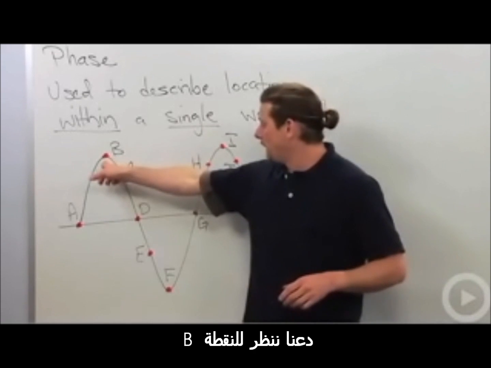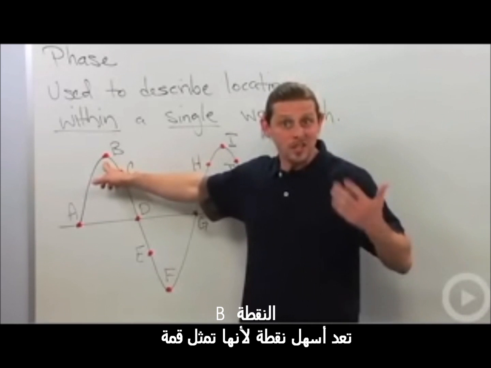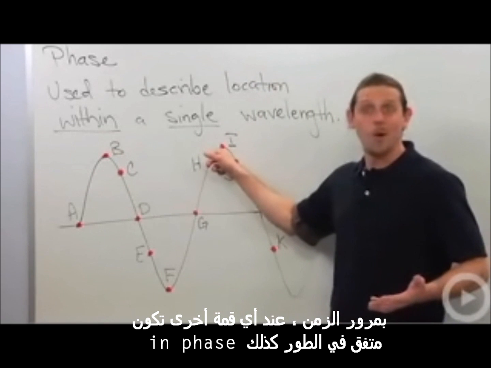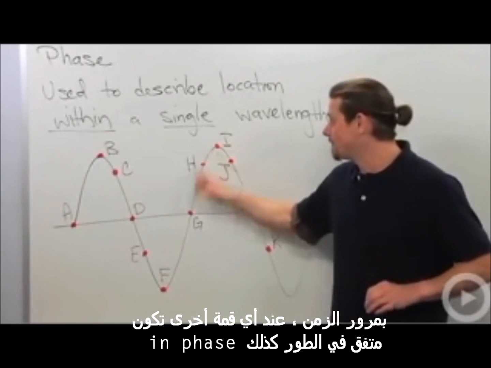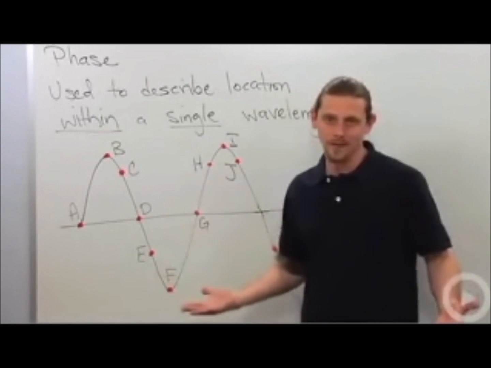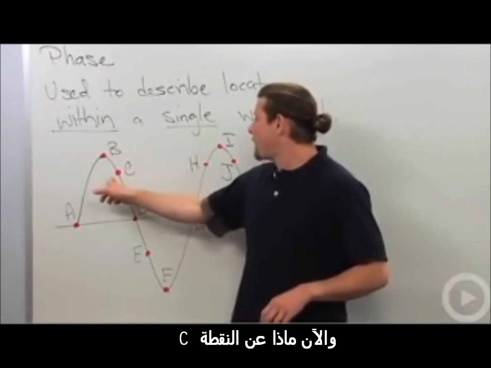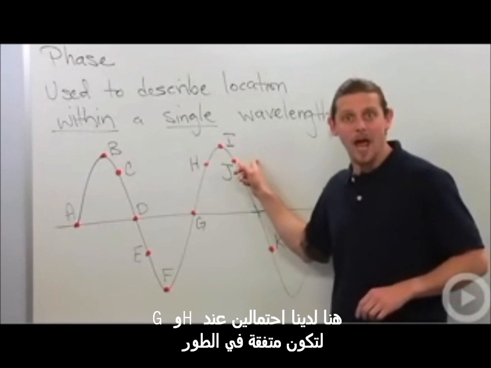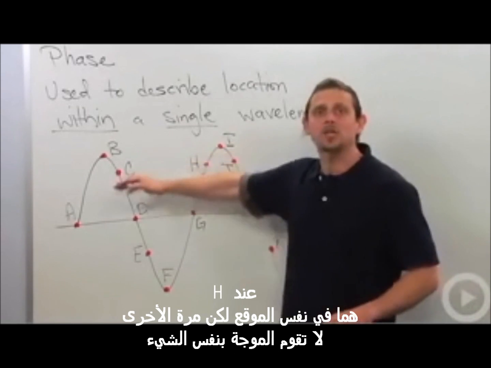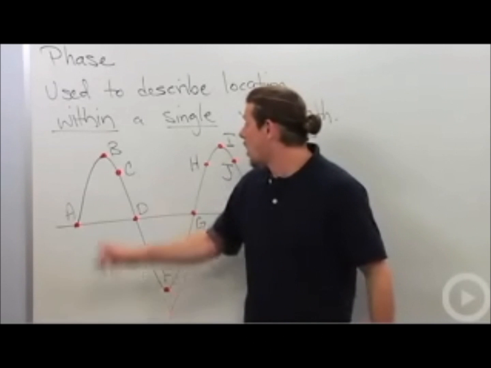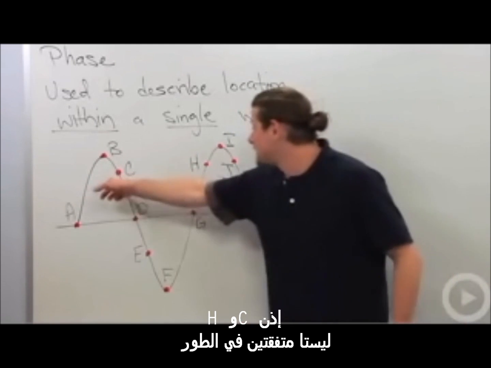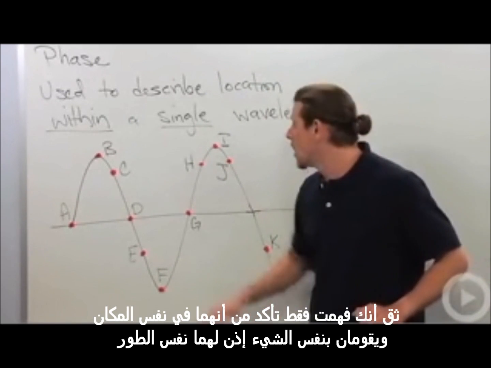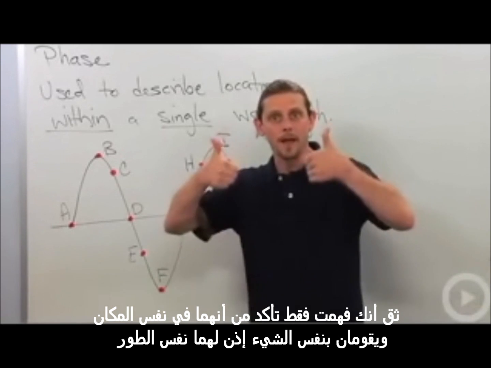All right. Let's look at point B. Point B is an easy one because it's a peak. Anytime you're at a peak, there's only one place in the wave where you can get to that peak. So any place you're at the peak, you're in phase. Good enough. Obviously, F is not, and it's kind of the opposite. All right, we'll talk about that in a minute. What about point C? Well, for point C, we've got two possibilities, H and J. Now, with H, it's at the same location, but again, it's not doing the same thing. So C and H are not in phase, but C and J are. All right, fairly simple. Trust you understand it. Just look, same place, doing same thing, in phase.